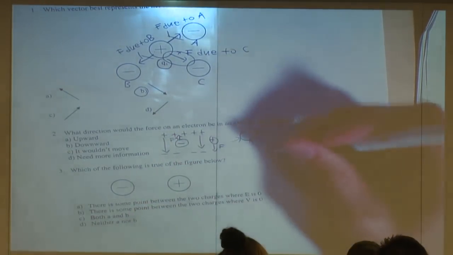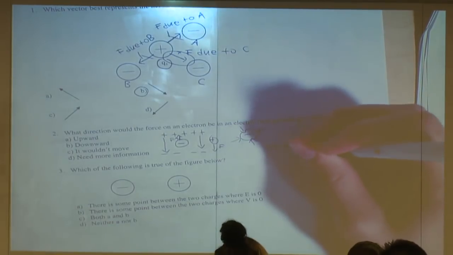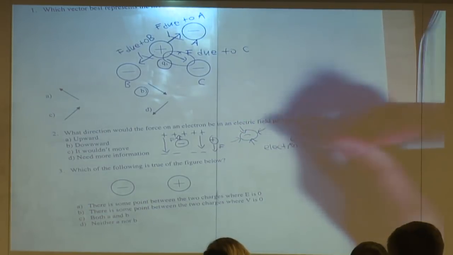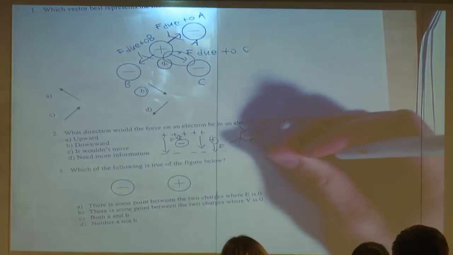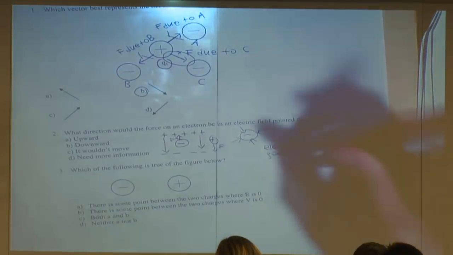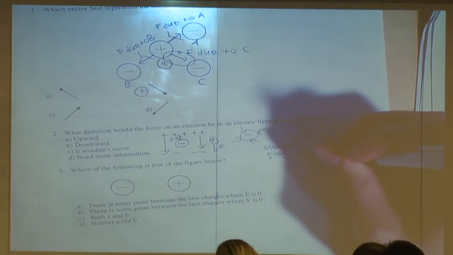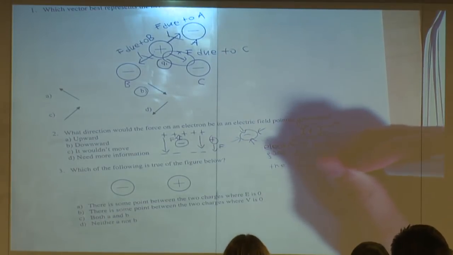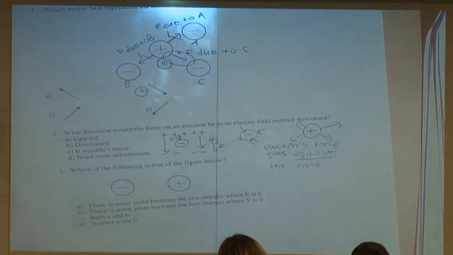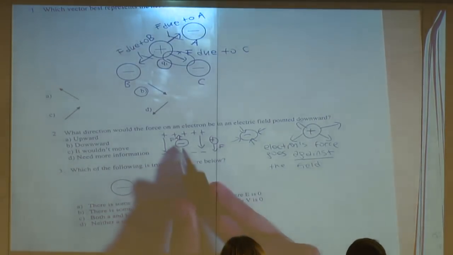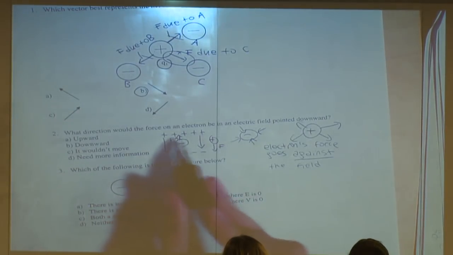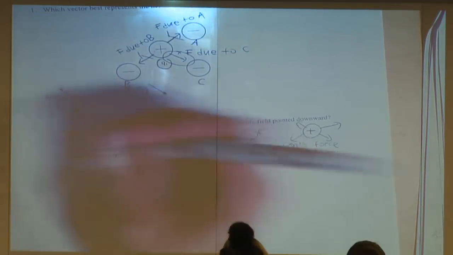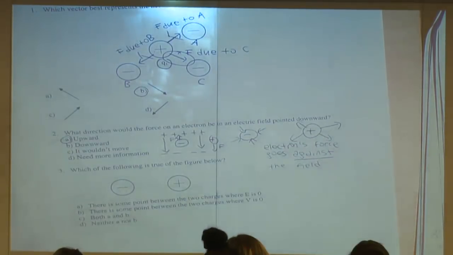So we can say that electrons' force goes against the field. So for this question, it would be upwards, right? Because we said that it's going to want to go upwards towards those positive charges because that's how the electric field works. So it's going to be upwards. Good on that one?